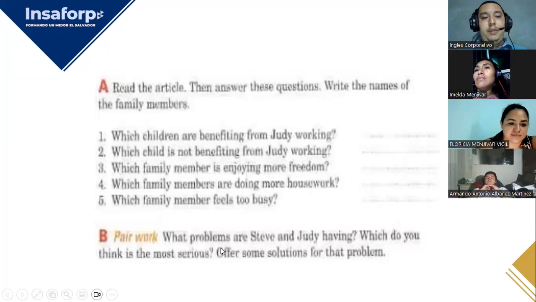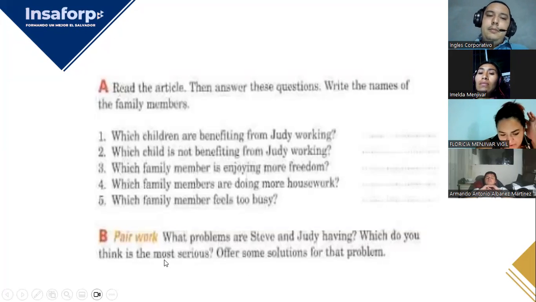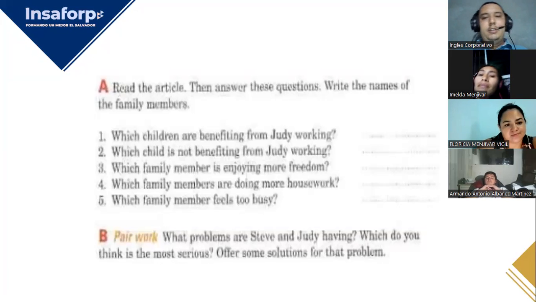Okay, which do you think is the most serious? Of the two of them, who do you think is the most serious, guys? Do you think it's Judy or Steve? From the two of them. I think Steve is more serious. Steve. Steve is more serious.